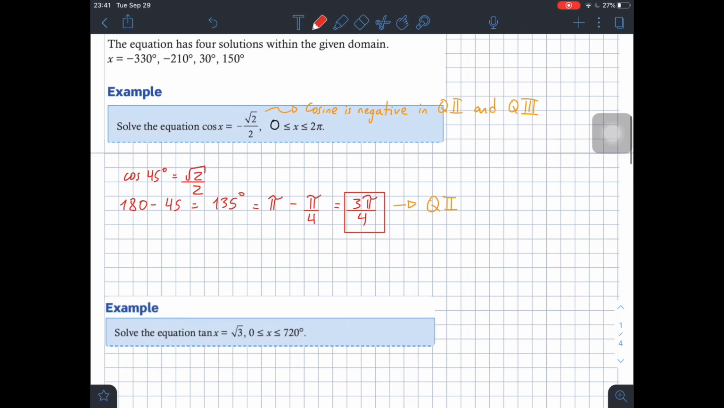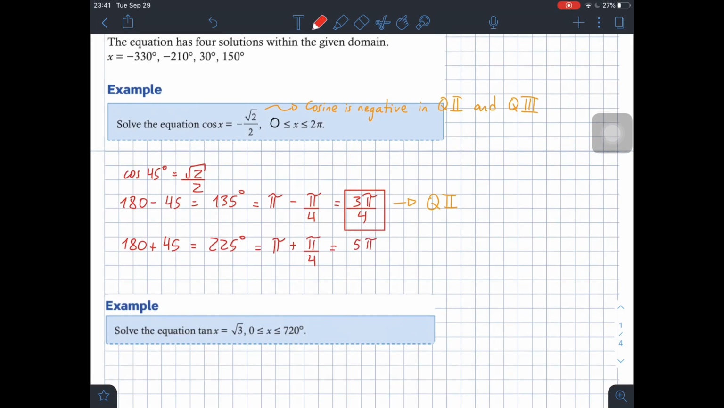Then we need to look for the other answer, which is for the third quadrant. In order to find an angle in the third quadrant, remember the rule is 180 plus, in this case, 45 degrees. So we're going to get as an answer 225 degrees. But once again, remember we need to write this angle in radians because we're given the domain in radians. So, same thing. 180 is the same as saying pi, but now plus 45, which is pi over 4. If we add 1 plus 1/4, that's 5 pi over 4. So 5 pi over 4 would be our second possible result, which is in the third quadrant.